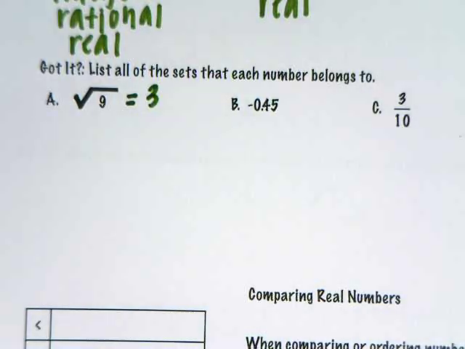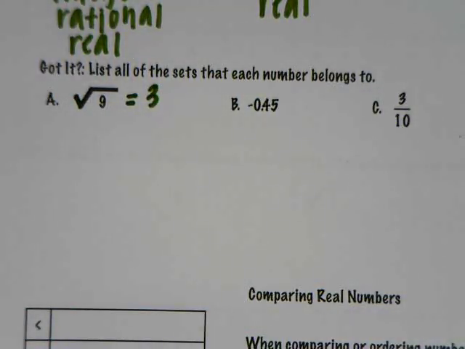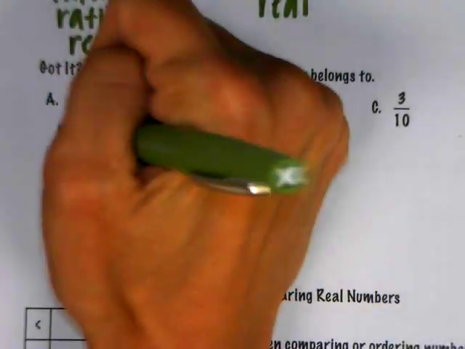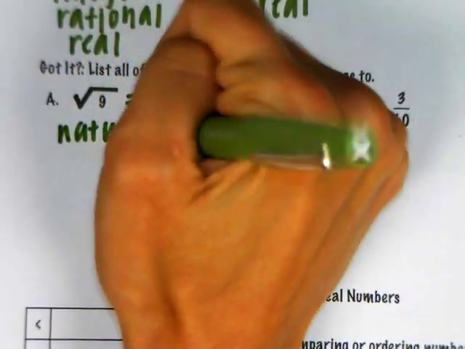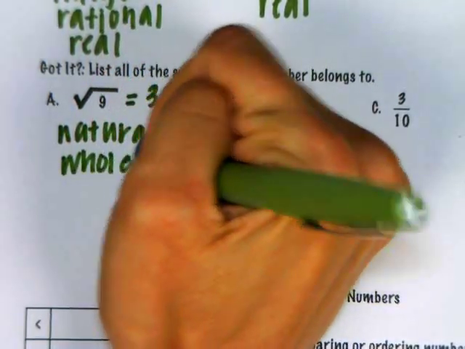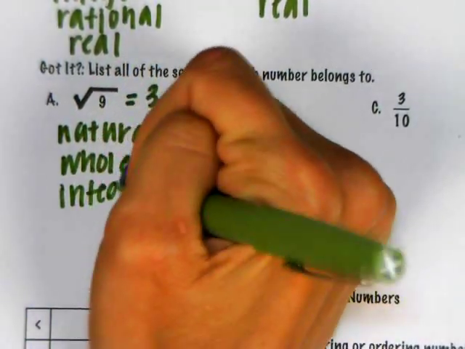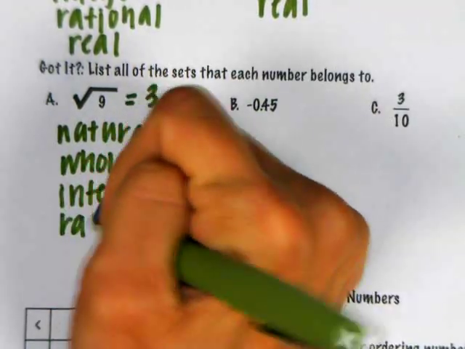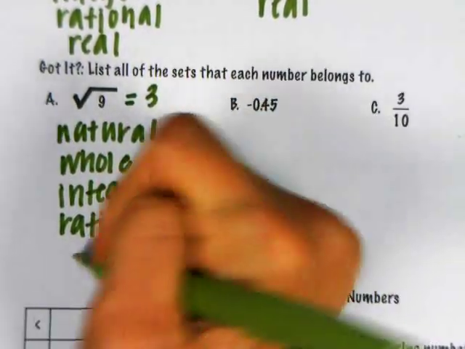So that's going to mean we're on the left side of this chart. Okay, so what is the lowest club that 3 goes into? Natural. Natural, yeah. So it's going to belong in natural, and then everything above it. So you should have natural, whole, integer, rational, and real.